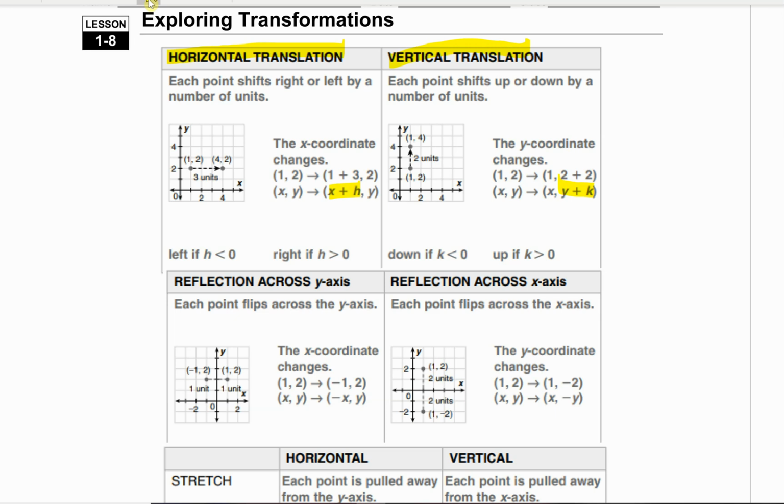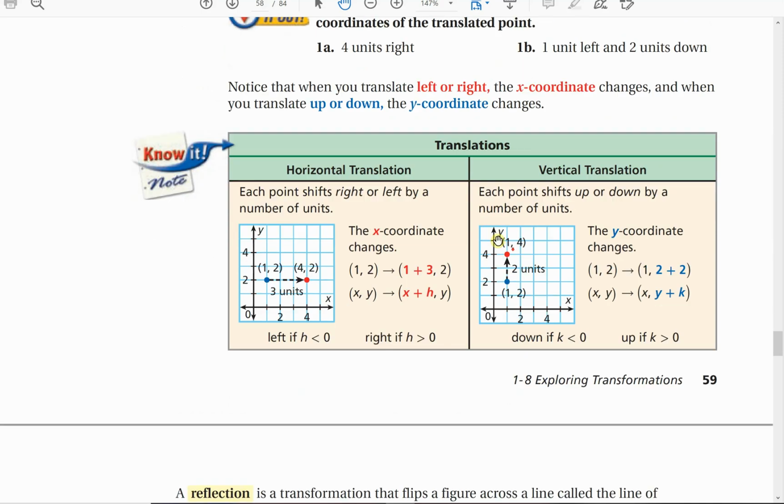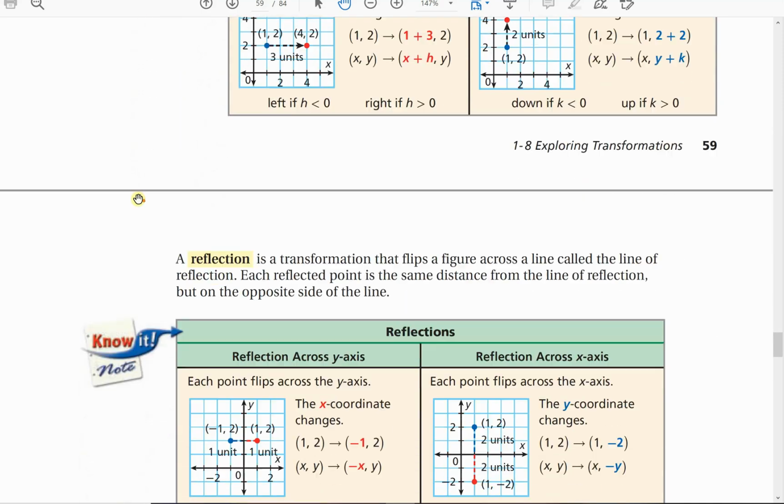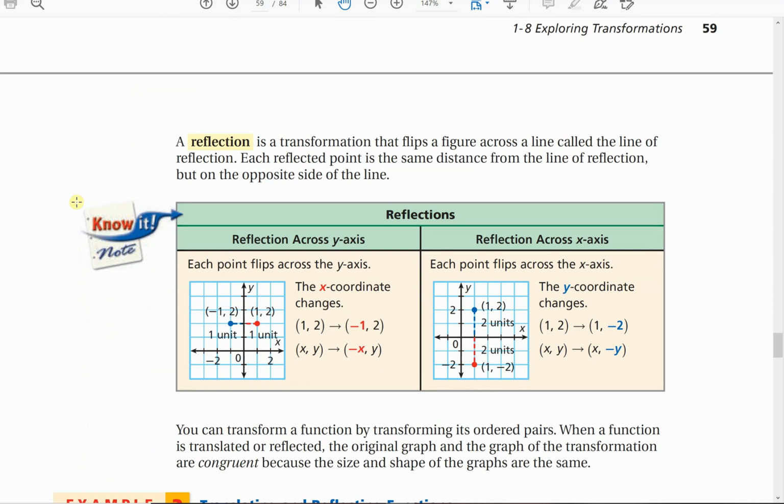But basically, same idea. If you're adding, you're moving up. That means K is greater than 0. If you're subtracting, you're moving down. So K is less than 0. So there's that. Now, if we go back to the text, basically that's this here. The next concept is what we call a reflection.